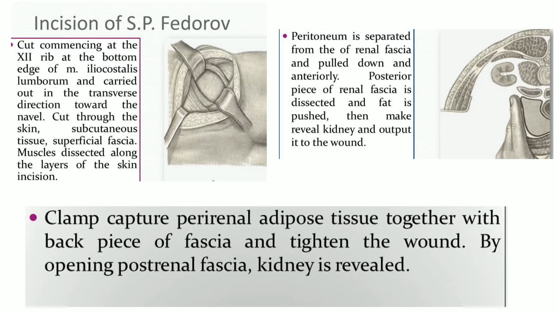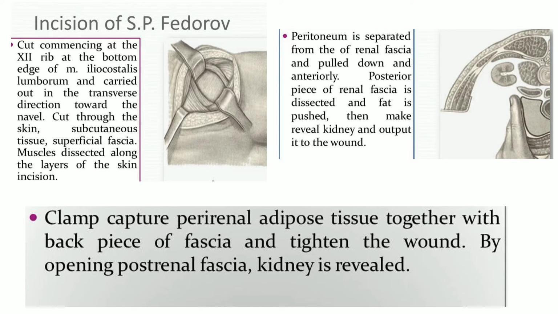Cut commencing at the 12th rib at the bottom edge of the iliocostalis lumborum muscle and carried out in the transverse direction towards the navel. Cut through the skin and subcutaneous tissue. Superficial fascia and muscle are dissected around the layers of the skin.